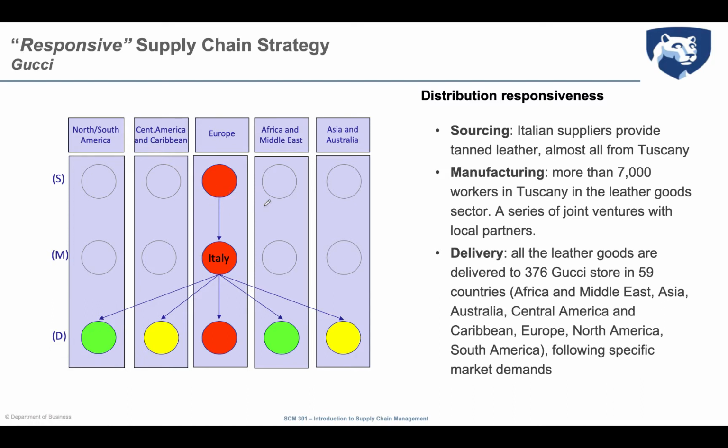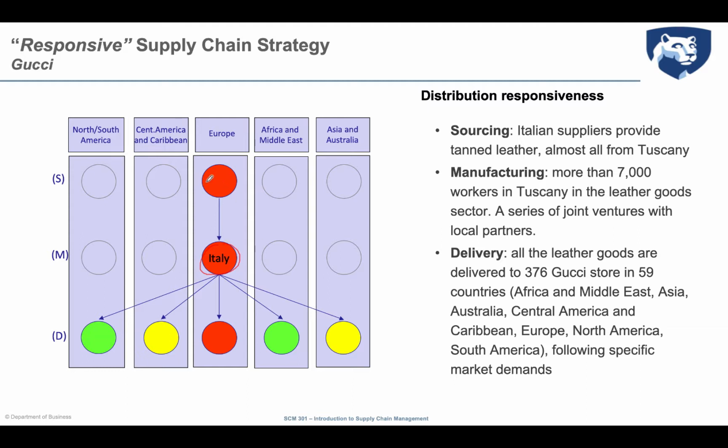So less than Barilla, production can be consolidated in Italy, also because there is an Italian made-in effect, where Gucci likes to have all the plants localized in the center of Italy for tradition.